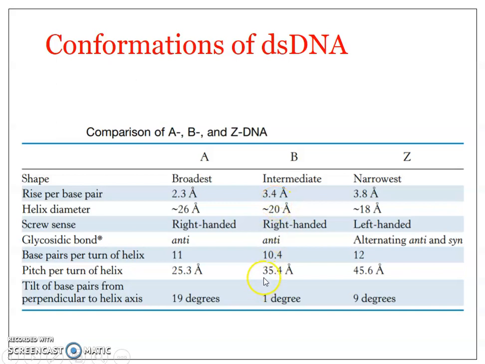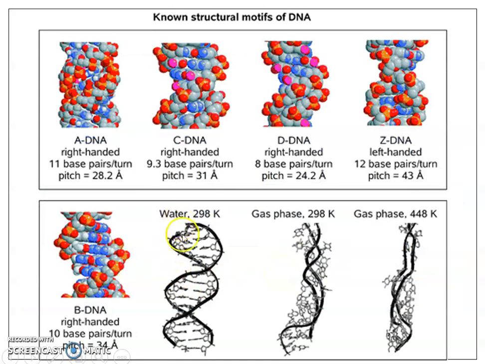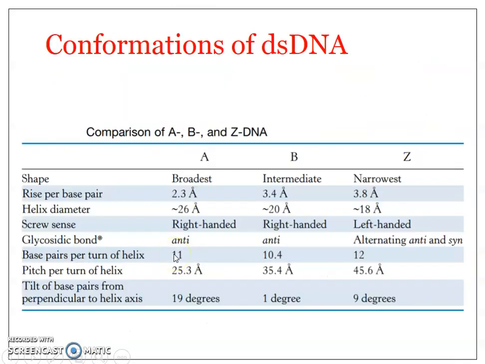The pitch per turn of helix is 35 angstrom. That is a single helical turn. If you take this length, it is 35.4, as against 25.3. So as compared to the A DNA, it is more elongated, but it is narrower as compared with A DNA. It is narrower and elongated.